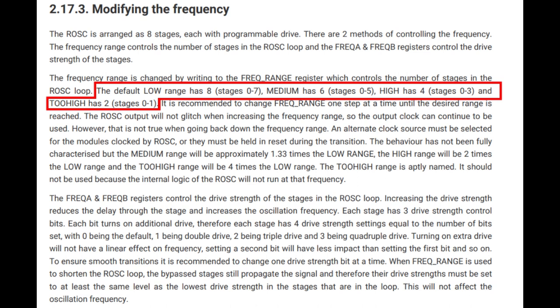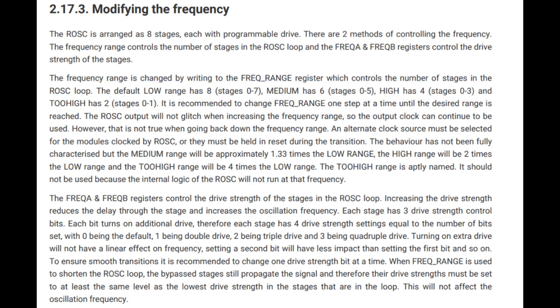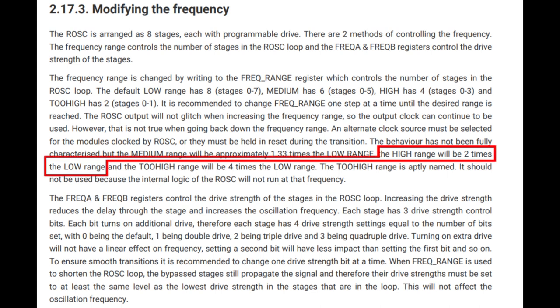The more stages, the lower the frequency. Remember, this is not an accurate clock, we're just getting close to what we want. In this demonstration, I'll choose the high speed. This should give us a clock about 2 times faster than the base clock.